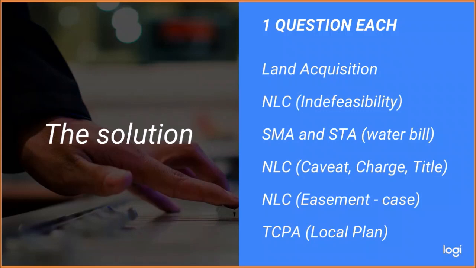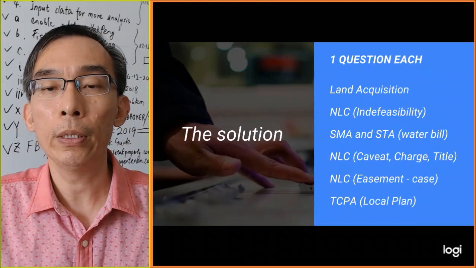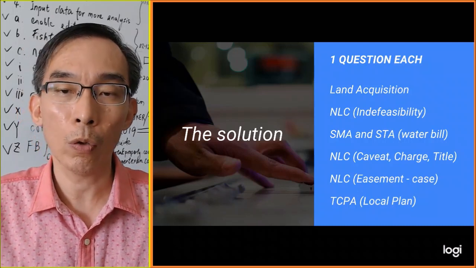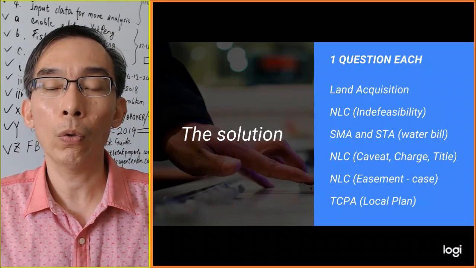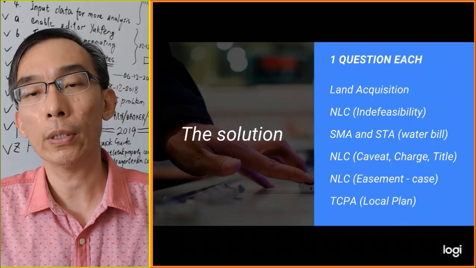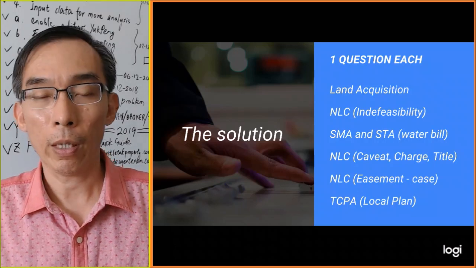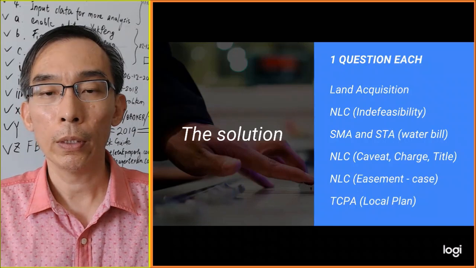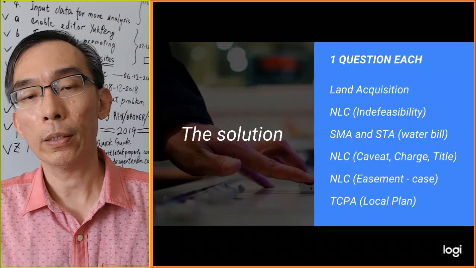So maybe just to summarize again, one question each: one from land acquisition, one from indefeasibility, or some topic like the doctrine of, the one that I mentioned just now. So this is the type of question. And then you have one for strata title, Strata Management Act, and then maybe 2 more from the National Land Court, which is about definition, and then last is the town and country planning.